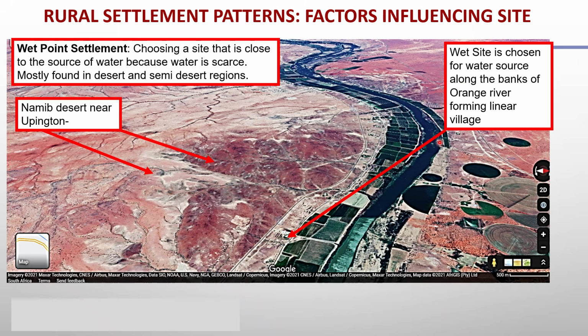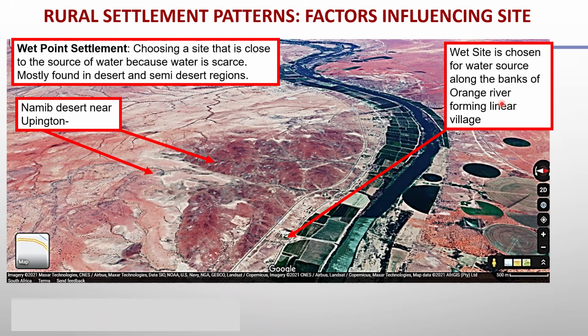It's pointing here. You can see there are some buildings close to the water source. You can see all over it's a desert, but here there's a water source, the Orange River. So obviously people will settle closer to it. It's a wet point because this part is wet, then the settlement is next to the wet point. Now, the wet site is chosen for water source along the banks of the Orange River.